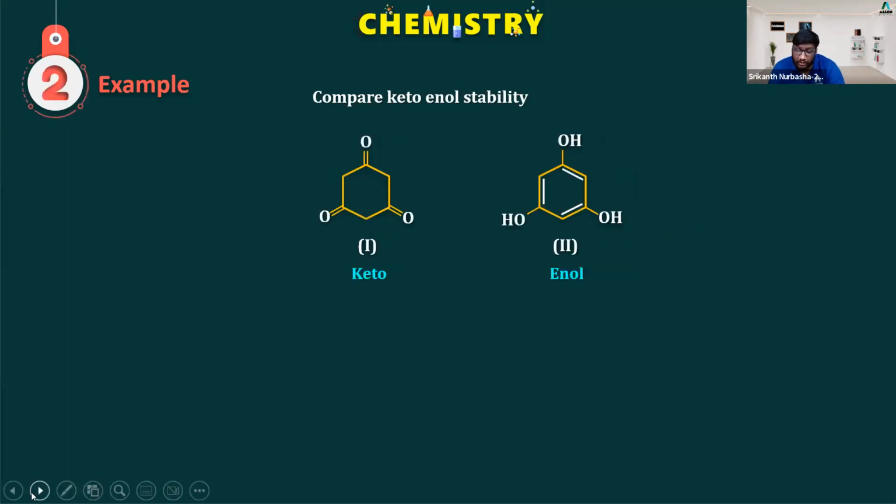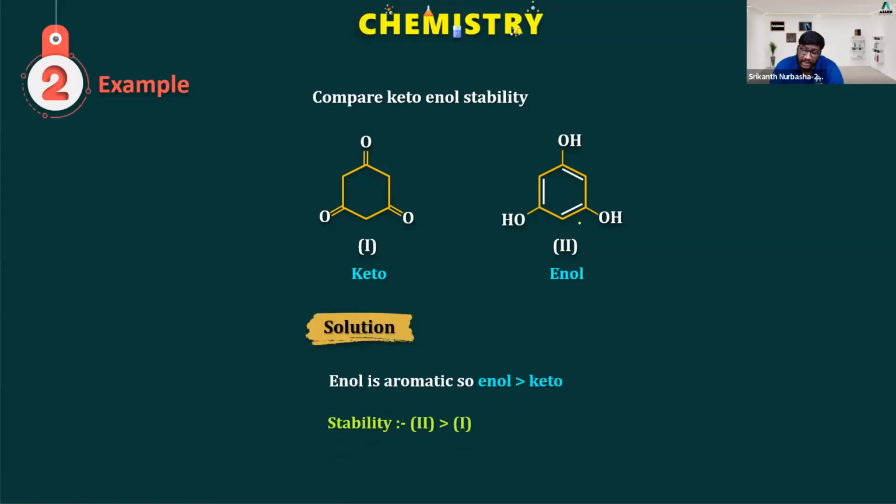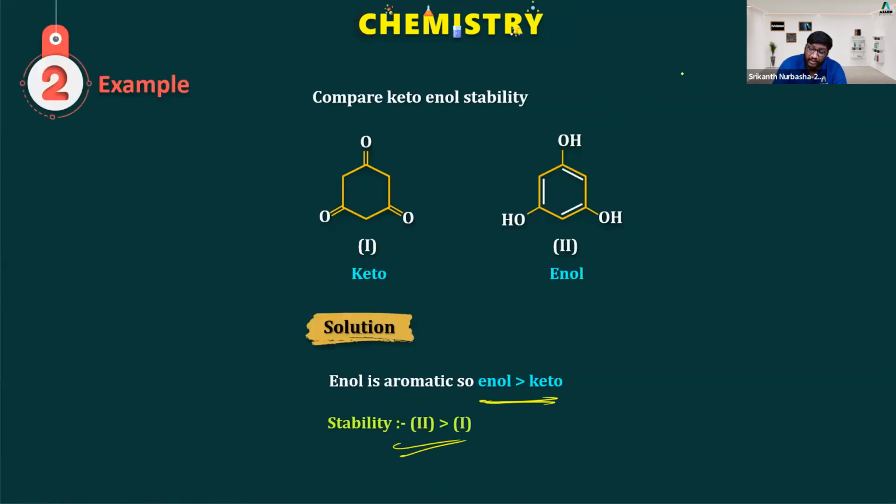Compare here keto and enol. You can directly look at the molecule and say, right? Keto and enol, which is more stable? Enol. Why? Because the keto form is non-aromatic. In the enol form, aromatic nature is obtained, so enol is aromatic and will be greater when compared to keto. Same logic. Before going into the breakthrough, I'll give a few more examples to try to solve.